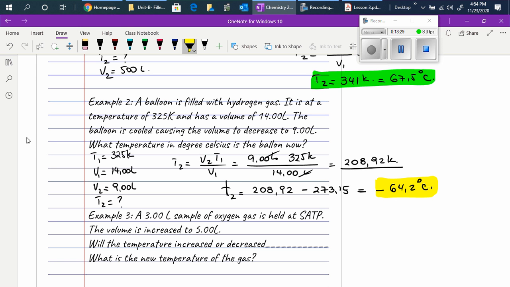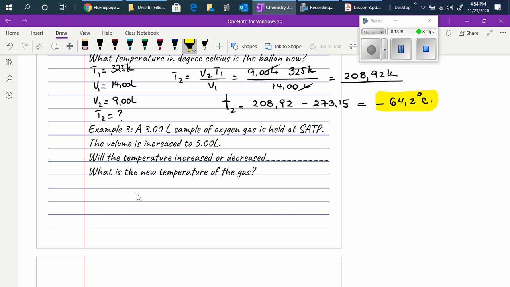Okay, because we know that temperature is directly proportional to volume. So if you increase the volume, we'll be increasing the temperature. Now we have a sample of 3.0 liters of oxygen gas held at SATP conditions. The volume is increased to 5.0 liters. What are you expecting to happen to the temperature? An increase, because it is a proportional relationship. So when you increase the volume from 3 to 5, you should expect an increase in temperature as well.